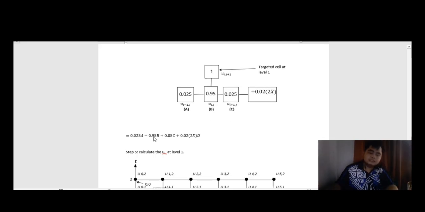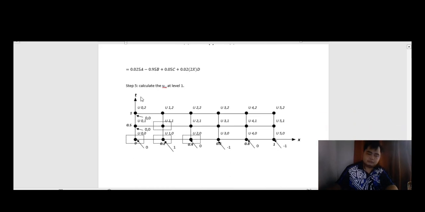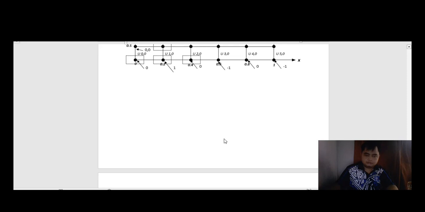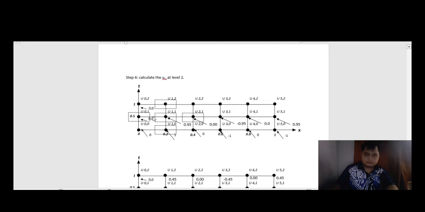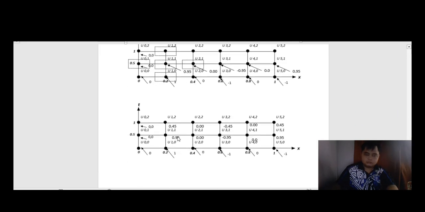Here is the answer. Here are the grids for level 1, and then these are the grids for level 2. Here is the answer. Hopefully this can help you guys with the wave equation. Thank you.